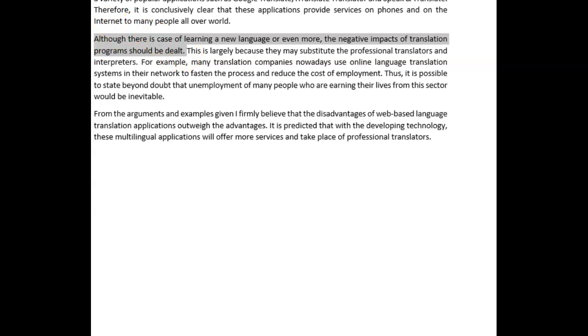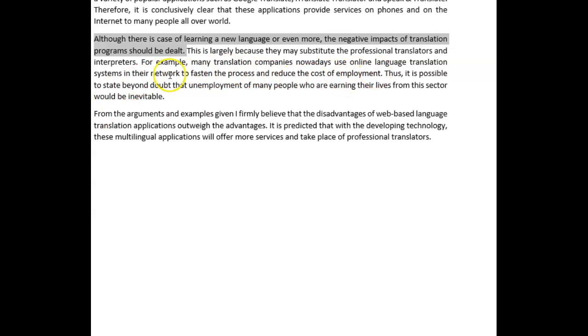So what you could have said instead is something like, "Although there is a case for the convenience of the translation apps," etc., etc. And it should be dealt with. So that would have made sense. "This is largely because they may substitute the professional translators and interpreters. For example, many translation companies nowadays use online language translation systems in their network to fasten..." No, fasten is the wrong word. It's quicken. Fasten means something else. You fasten your seatbelt, you fasten the snaps of your jacket, something like that, but not fasten here. It's quicken. "And reduce the cost of employment."